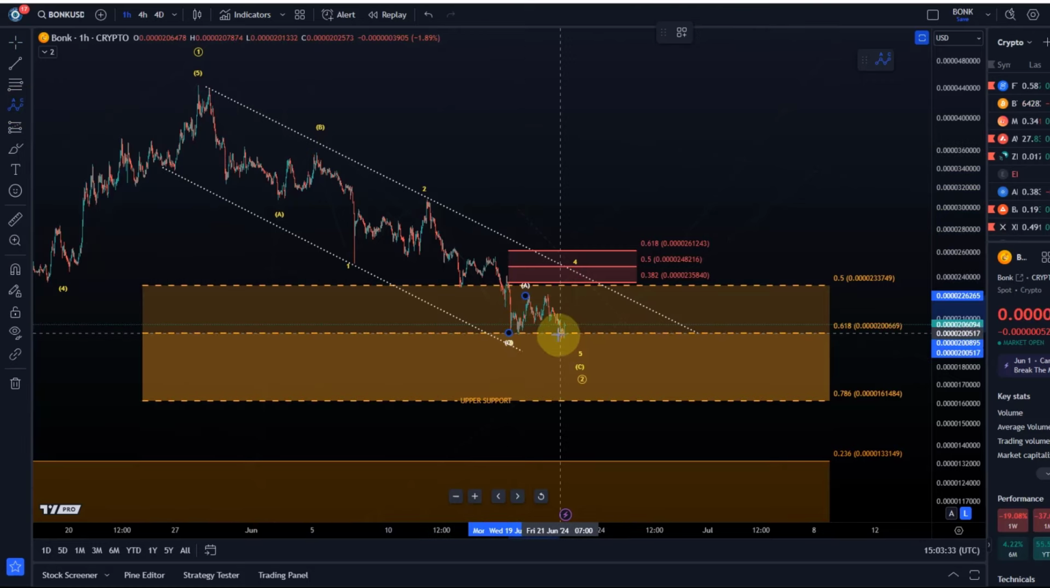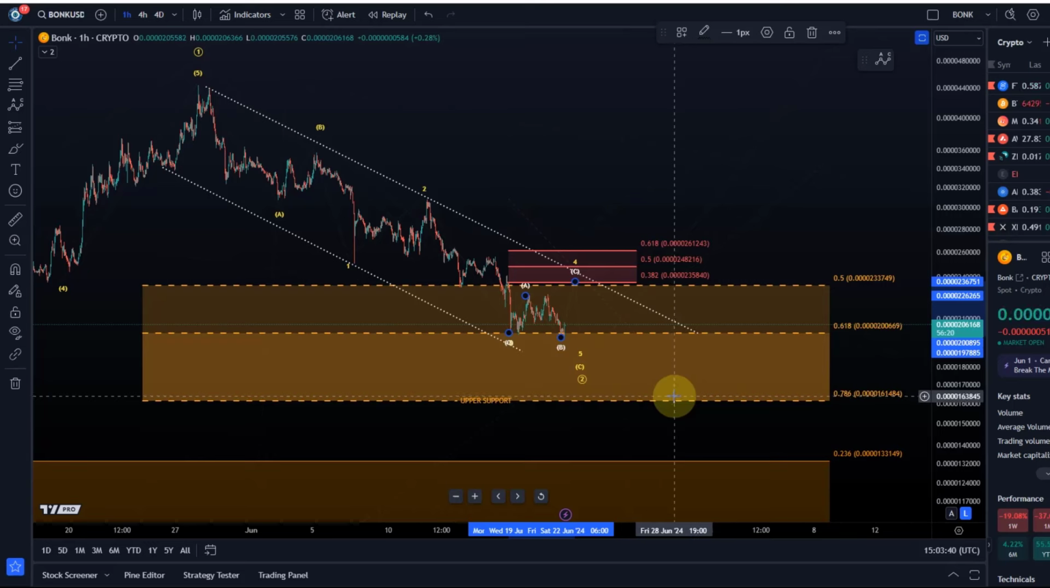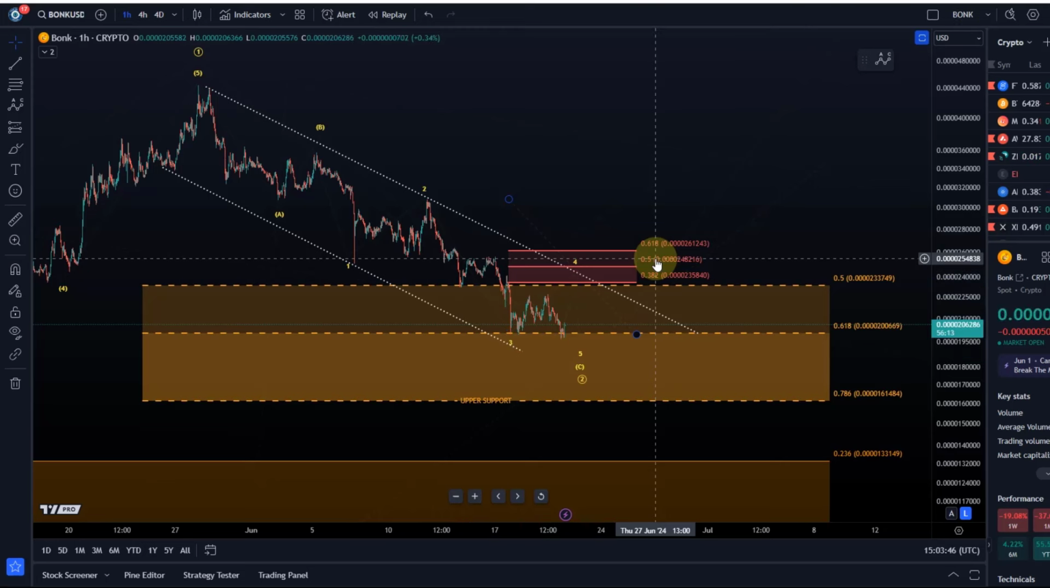Basically, as a flat structure, A, B, C, and the B wave did overshoot to the downside. That would be okay. Absolutely possible, it could still do that. Therefore, I leave the resistance area in place. That's the purpose of leaving the resistance area there, because this is still relevant.